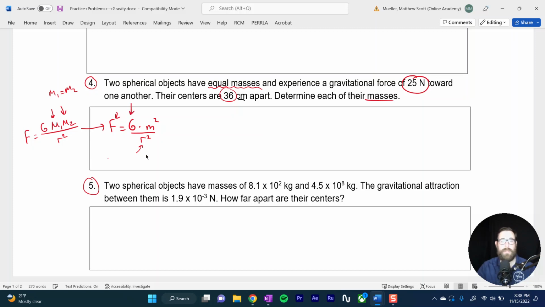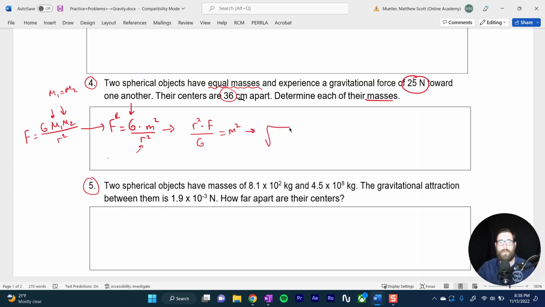And we know the gravitational constant. So we just need to do a little algebra here. I'm going to multiply by my r squared and divide by G. So I get r squared multiplied by F divided by G is equal to m squared. To get rid of the square, I square root both sides.